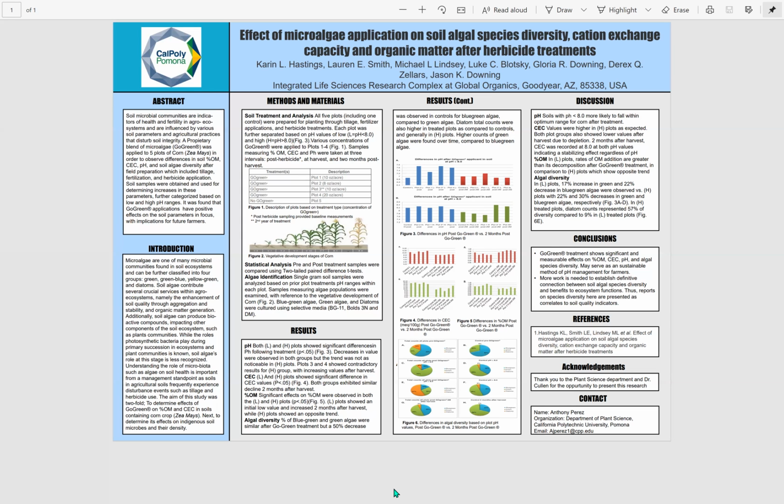And over time, green algae counts were higher than those of blue-green algae when comparing treated versus control plots. Results obtained in the study showed significant effects from GrowGreen applications on the previously mentioned soil parameters, as well as favorable accounts for algal species diversity, and when taken together suggest a positive effect on soil formation.